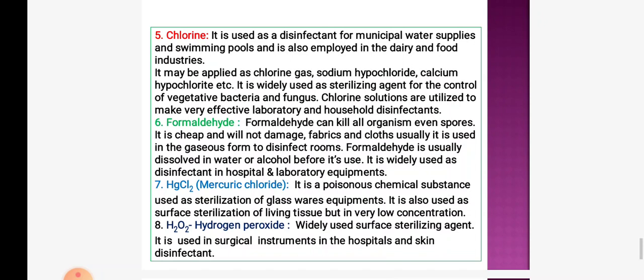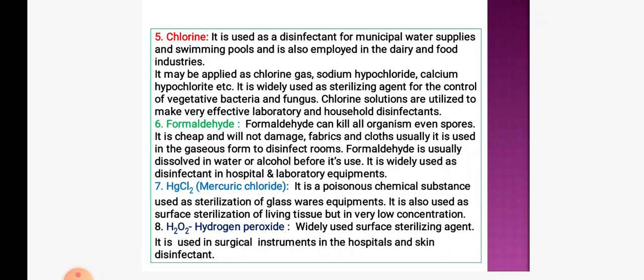Then H2O2 or hydrogen peroxide is widely used as a sterilizing agent. It is used on surgical instruments in the hospital and as a skin disinfectant.